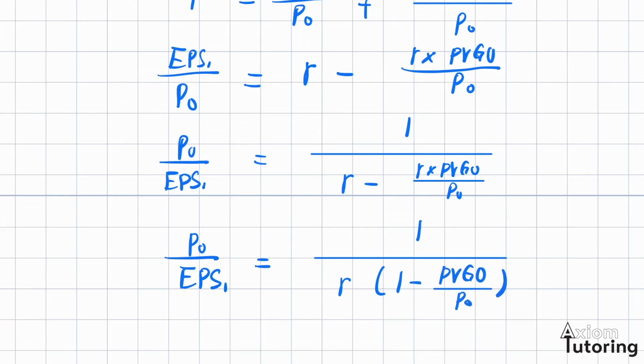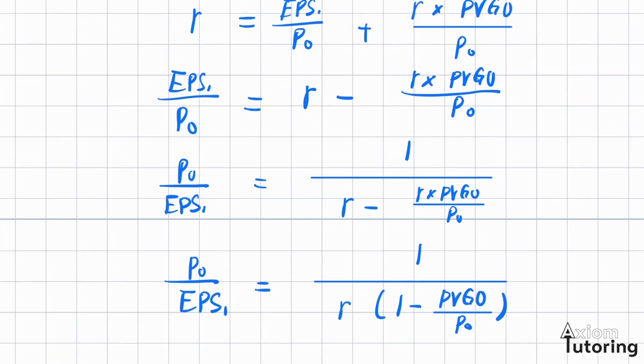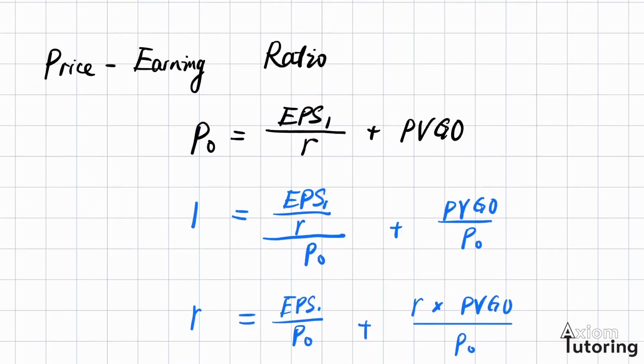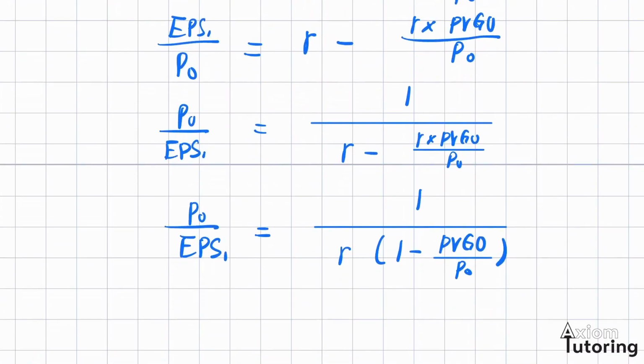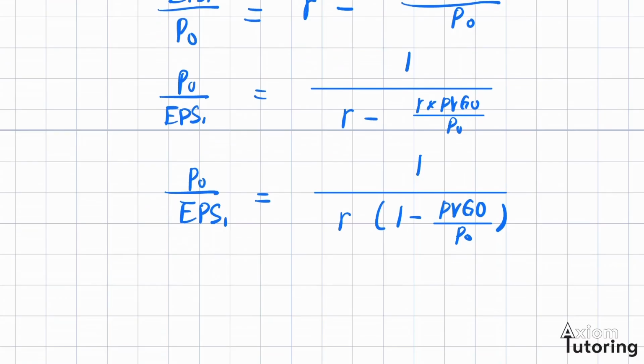So let's take a look at the left-hand side here. This is sometimes called the P/E ratio, or the price to earnings ratio. It is a commonly used indicator of a firm's earnings abilities and its growth abilities. So let's take a look at how this is calculated and what it depends on.